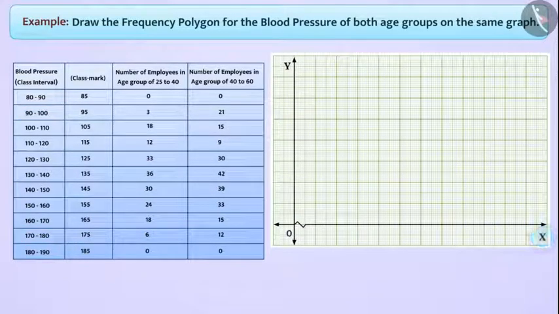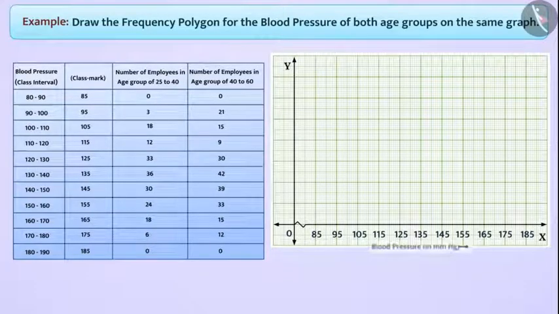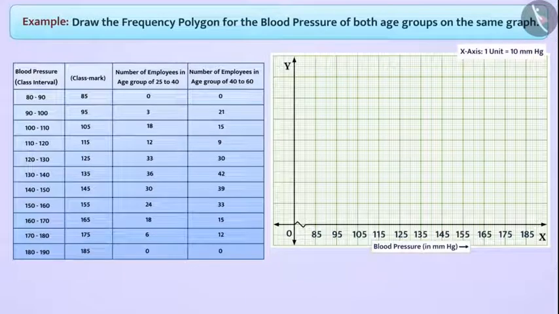Therefore, we will represent class marks on the x-axis, which represent blood pressures, taking 1 unit equal to 10 mm of Hg. Since here the start point is 85, we will not represent class marks from 0 to 85, which we will represent by a kink mark.